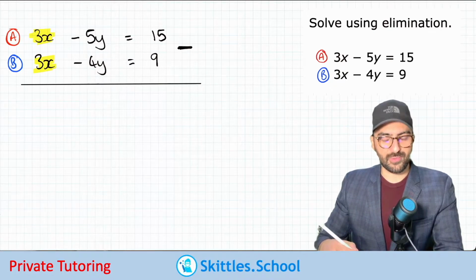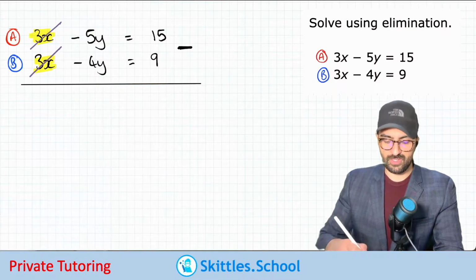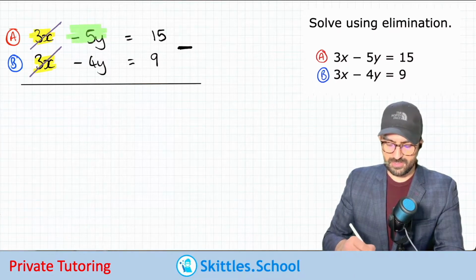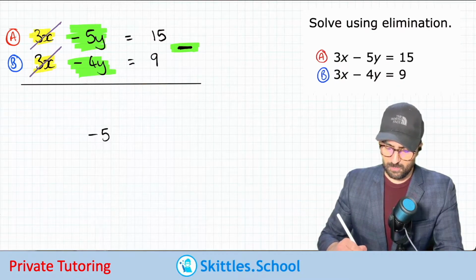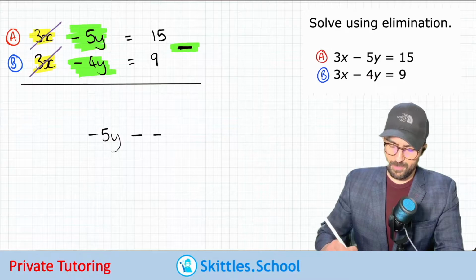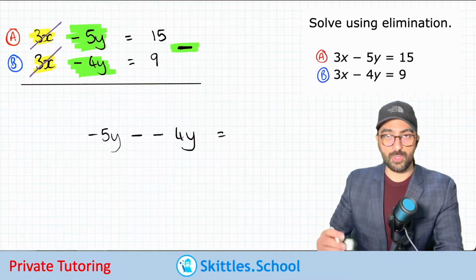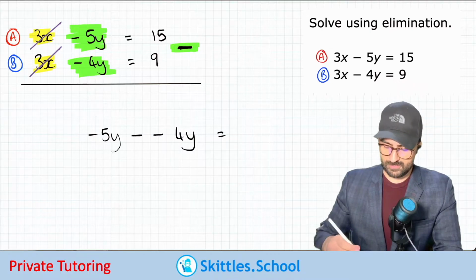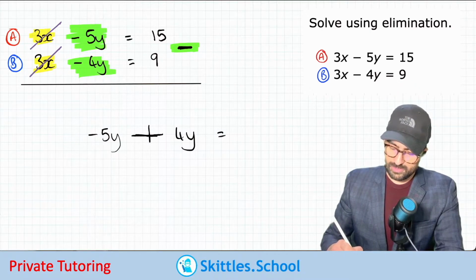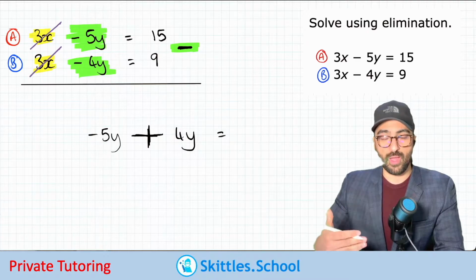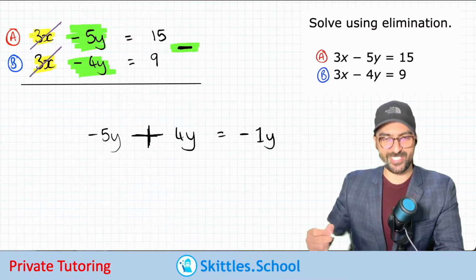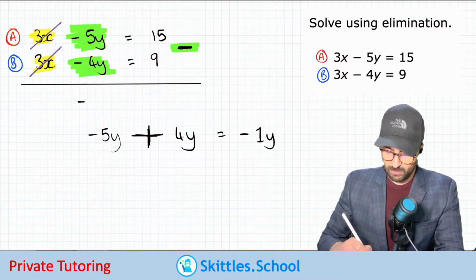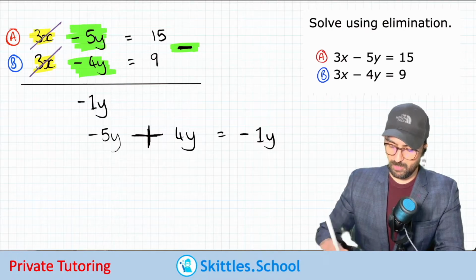So 3x take away 3x eliminates the x's. Then we have minus 5y subtract minus 4y. Well, let's understand that. Minus 5y subtract minus 4y. Well, we know that minus minus together makes a plus. So we can replace this for a plus. So minus 5y plus 4y equals minus 1y. So this is minus 1y. Okay, we've worked that out.